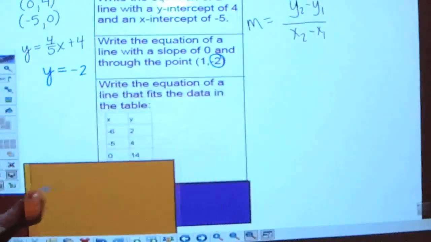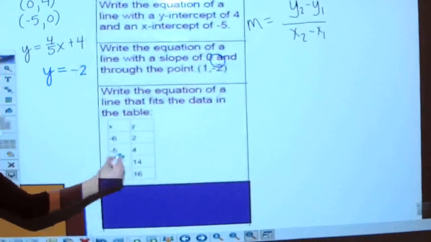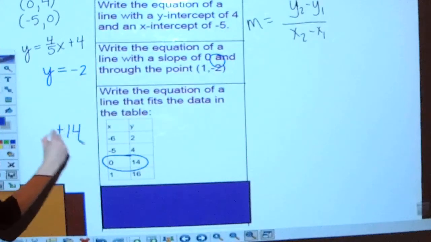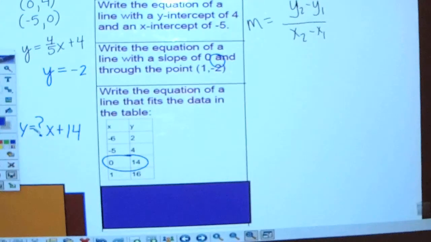I need 0. Okay, look at this table. What's the y-intercept from this table? 14. Oh, 14 is the y-intercept, so you know it's going to be plus 14. Wait, what number was that one we just did? 7. So it's going to be plus 14, but we need to find the slope. How do I find the slope? Just choose another.